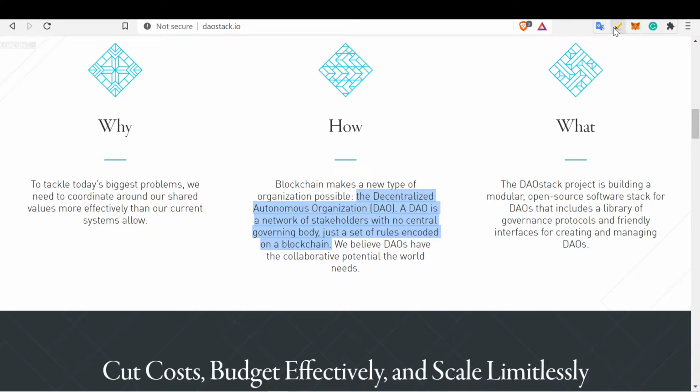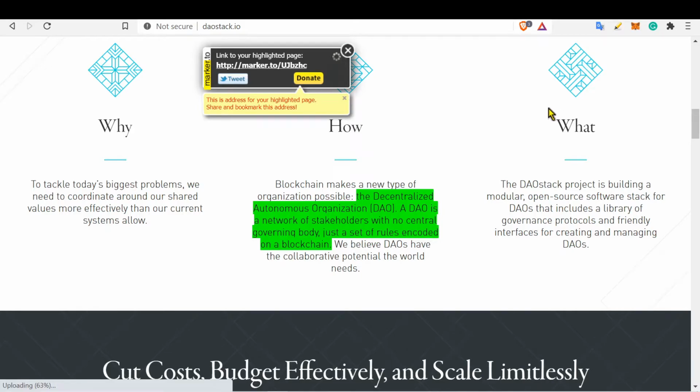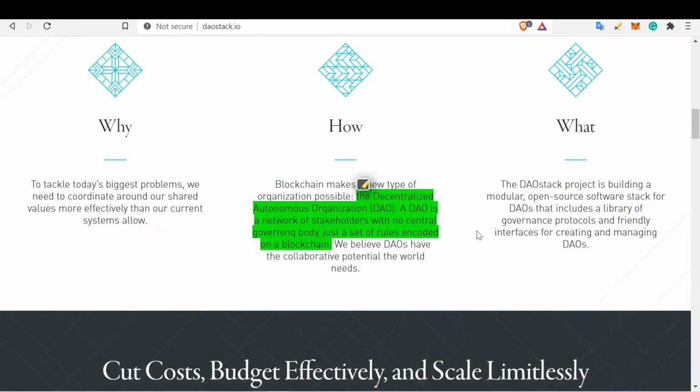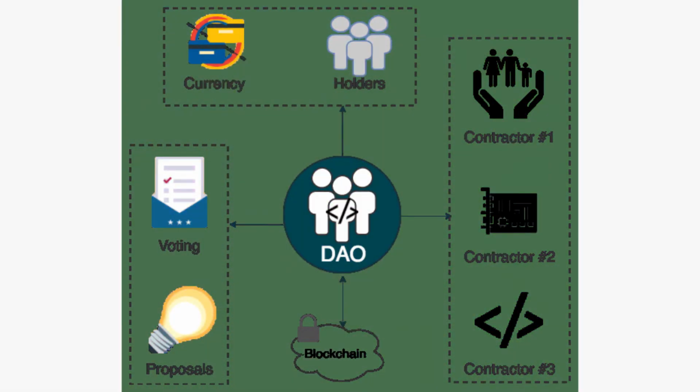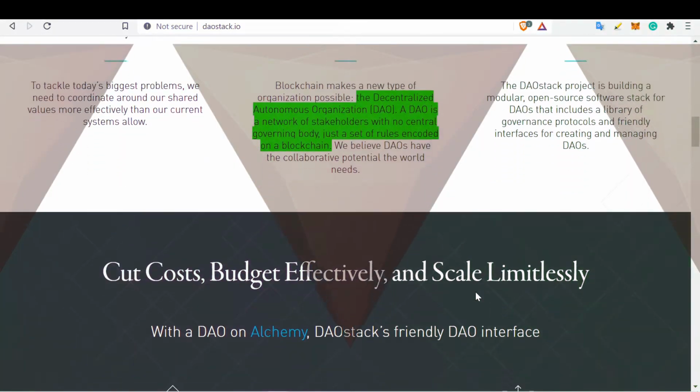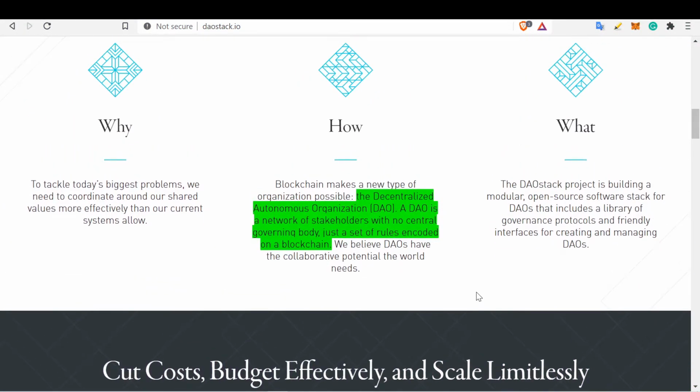So I'll be looking at the vision of DAOstack. The DAOstack project is building a modular open source software stack for DAOs that includes a library of governance protocols and friendly interfaces for creating and managing DAOs. So instead of just building one DAO use case, they have built an easy to use, scalable, and cheaper platform to help organizations solve the numerous problems with governance. So one of the app projects is Alchemy. A DAOstack friendly DAO interface is already live and has DAOs built on top of it.